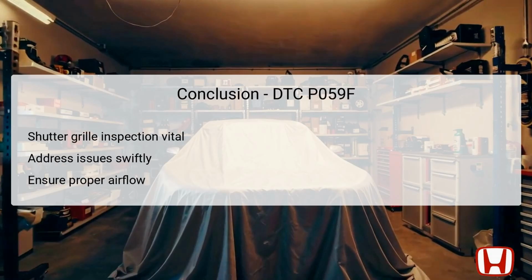In conclusion, addressing the P059F diagnostic trouble code involves thorough inspection and verification of the shutter grille assembly. This component is crucial in controlling airflow and enhancing fuel efficiency, and any malfunction can lead to significant performance issues. Understanding the potential mechanical and electrical failures highlighted in the earlier slides is essential for effective problem diagnosis. Symptoms such as reduced fuel efficiency and increased engine temperatures serve as indicators for needed repairs.